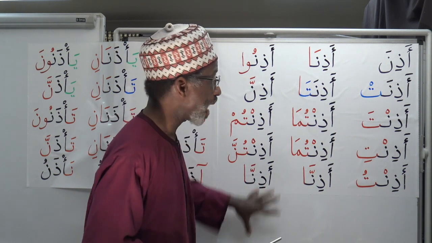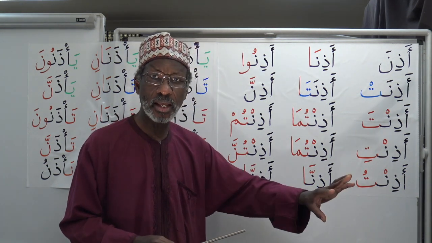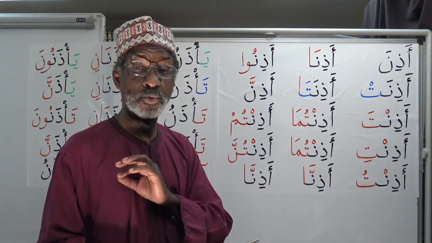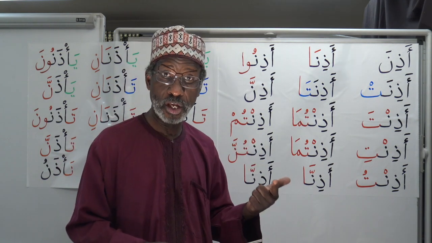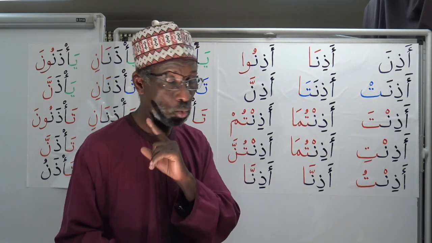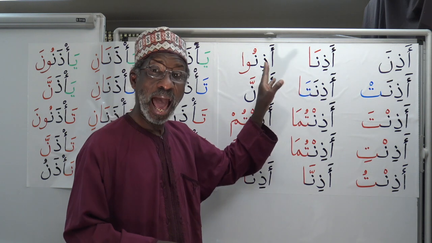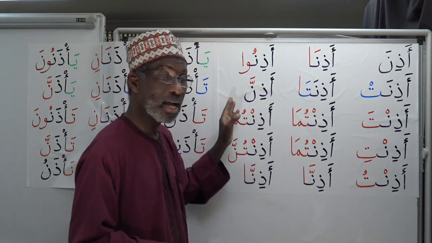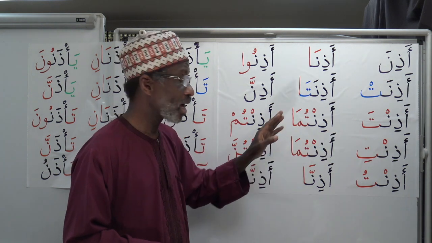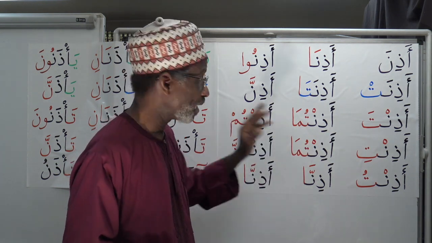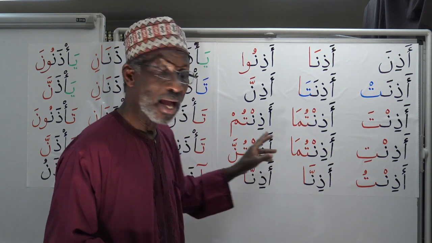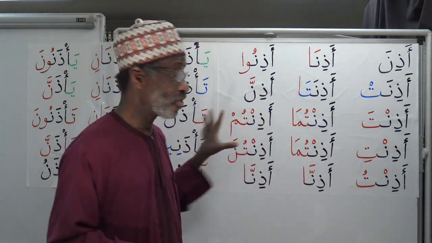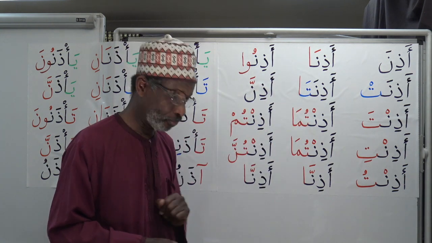So this is the past tense, perfectly in line with the usual template that we have learned in book 3 and part of book 4 as well. So adhina, adhina, adhinu, adhinat, adhinata, adhinna, adhinta, adhintuma, adhintum, adhinti, adhintuma, adhintunna, adhintu, and adhinna. That is the past tense for you.